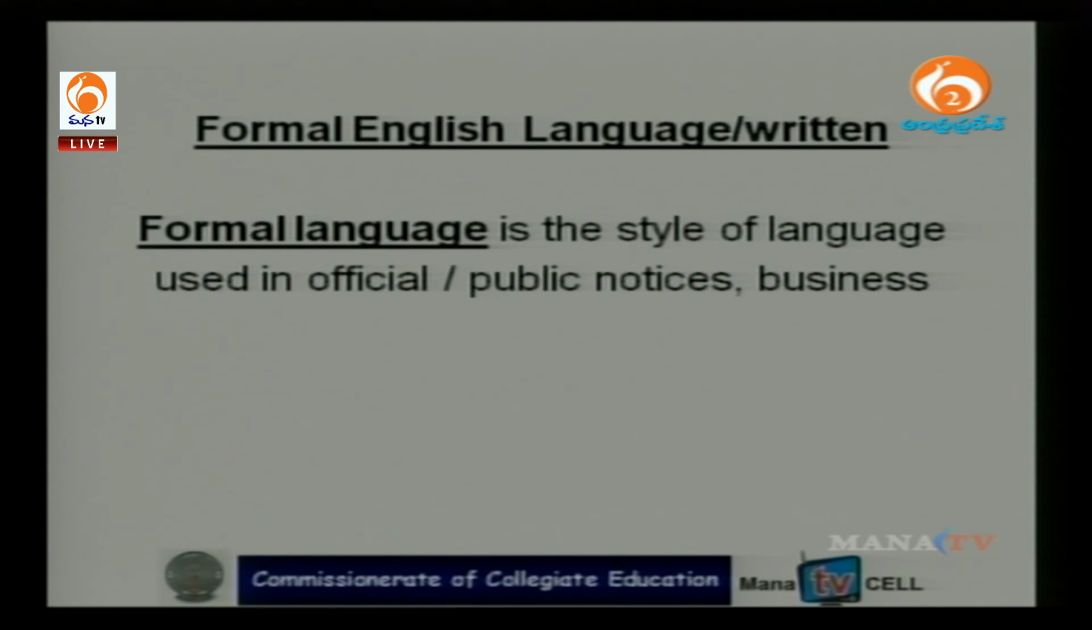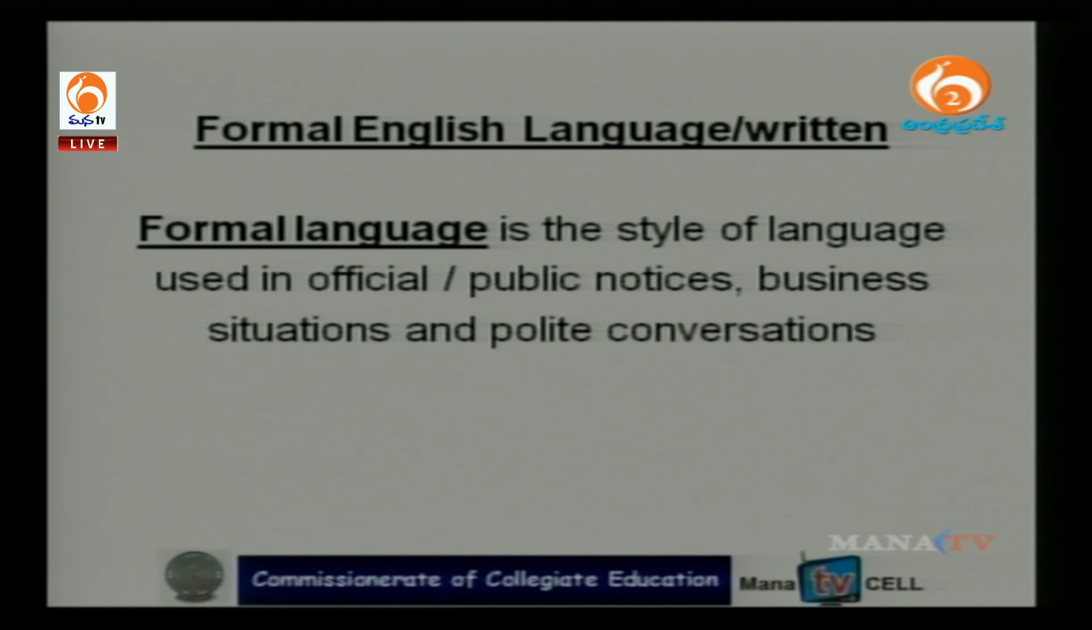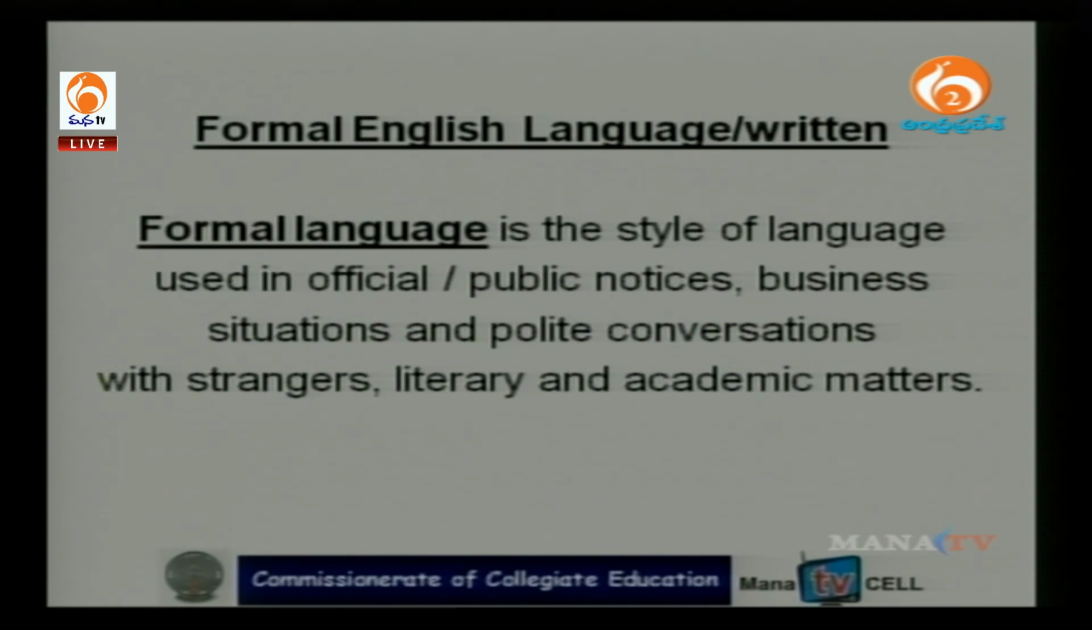Now, look at this. Formal language is the style of language used in official or public notices, business situations, polite conversations with strangers, and literary and academic matters. When we go to an officer, we use formal language, and when we write a public notice, we use formal language, and in business situations also. When we speak to others in a polite manner, the conversation will be formal, particularly with strangers, and in literary and academic matters also we use formal language. There informal language is not acceptable.